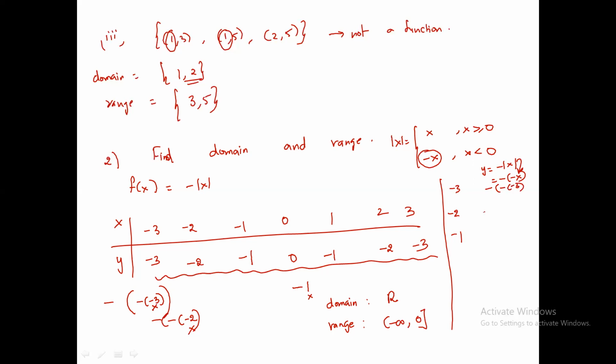Minus of minus 2, minus of minus 1, for all this. But for 0, 1, 2, 3, what will you take? Y you will take as minus mod of x, because it's given in the function. So minus mod of x will be minus x. So minus 0, minus 1, minus 2, minus 3. In detail, if you see.